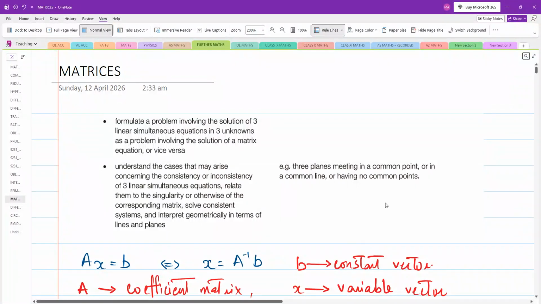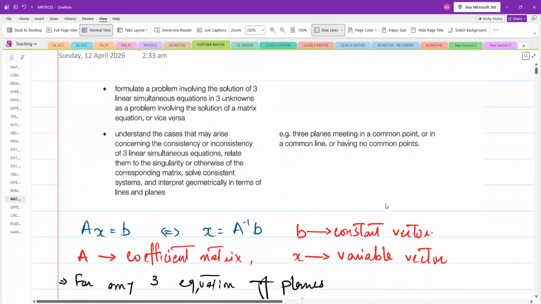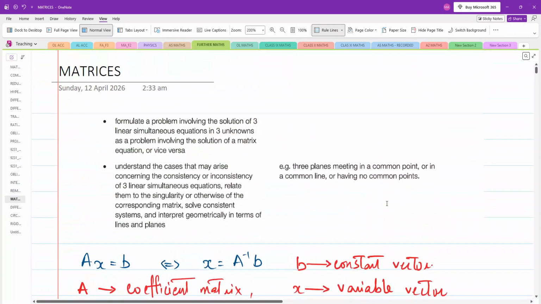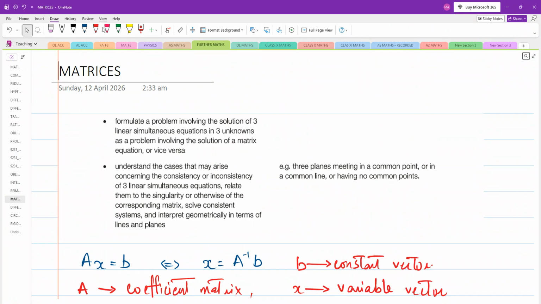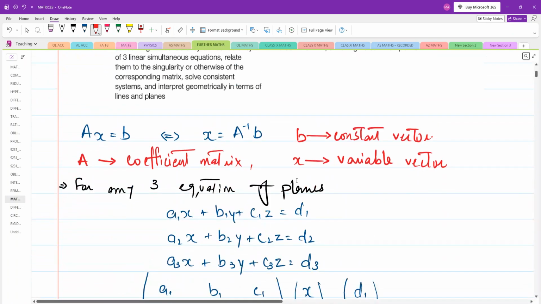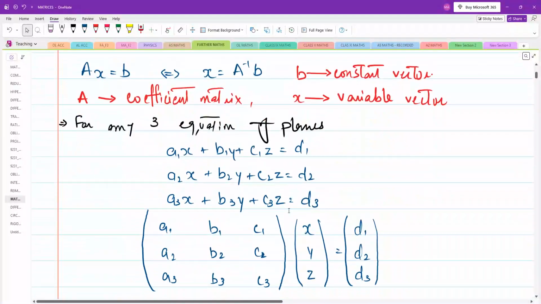Okay, let us begin with matrices. And the first thing that we encounter when we get further into matrices, going by the syllabus of course, is formulating a problem involving the solution of three linear simultaneous equations in three unknowns as a problem involving the solution of a matrix equation or vice versa. This is something that I will be explaining through an example instead of explaining what is written here.